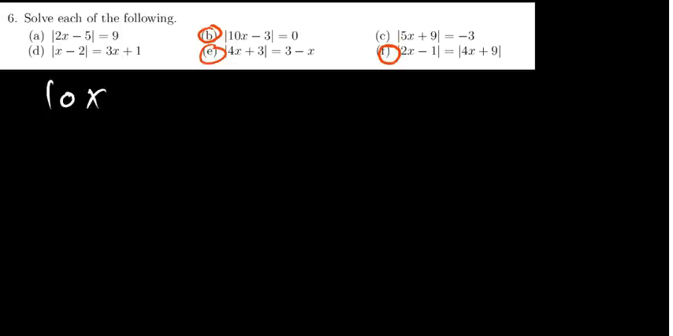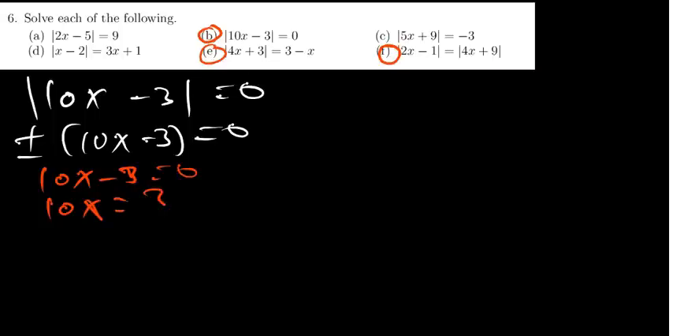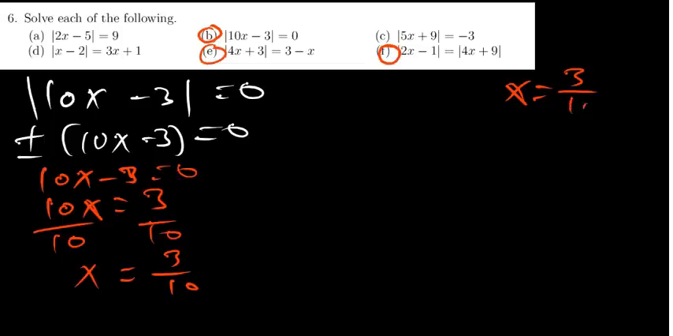B is the modulus of 10x minus 3 is equal to 0. Where there's a modulus, put plus or minus. First, I'm going to deal with the positive. Positive times everything inside is just 10x minus 3 is equal to 0. I'll shift 3 to the other side. 10x is equal to 3. I'll divide by 10. X will be equal to 3 over 10. So my first answer is 3 over 10.